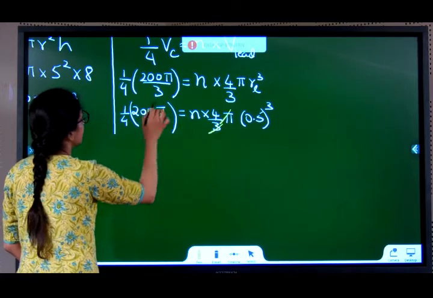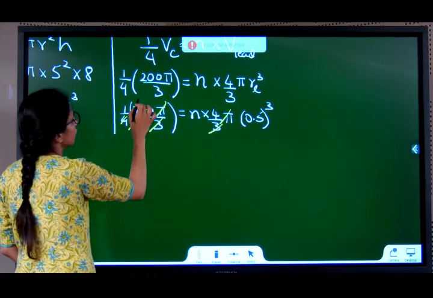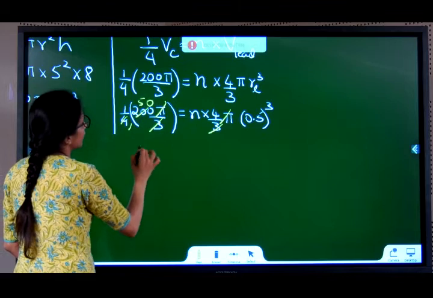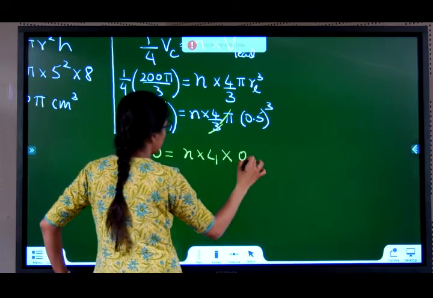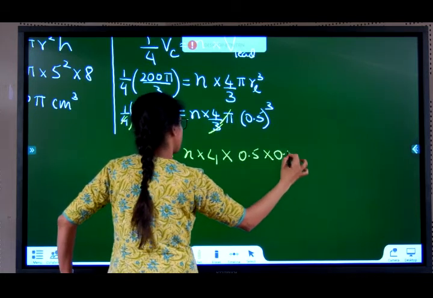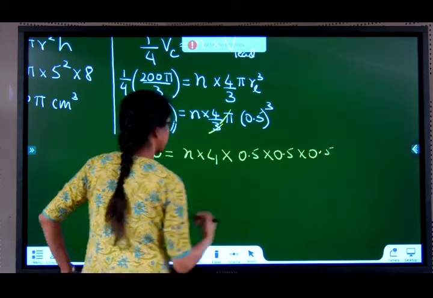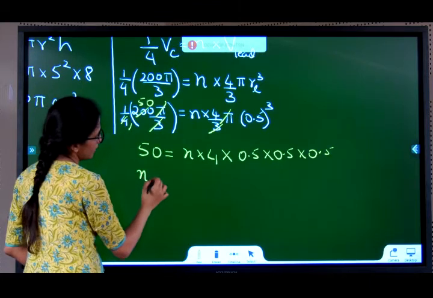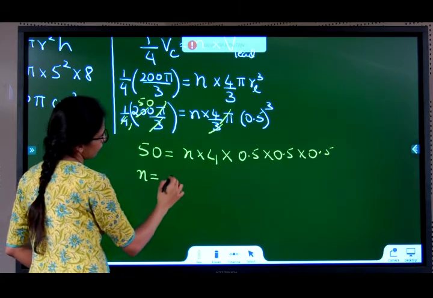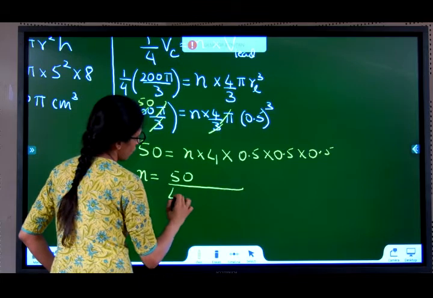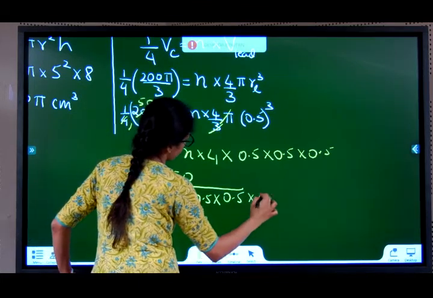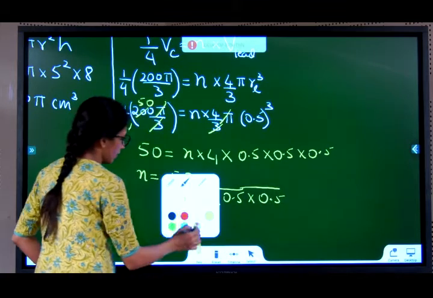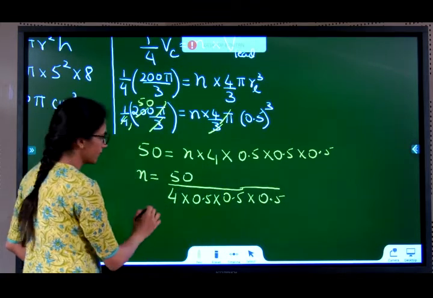3 cancels, pi cancels, 4 ones are 4. 50 is equal to n into 4 into 0.5 into 0.5 into 0.5. So n is equal to 50 divided by 4 into 0.5 into 0.5 into 0.5. I will remove the decimal.